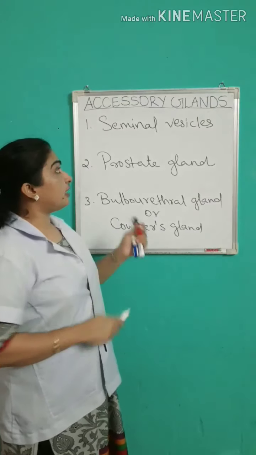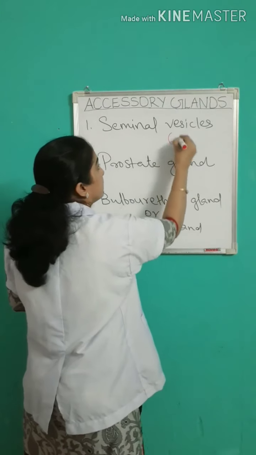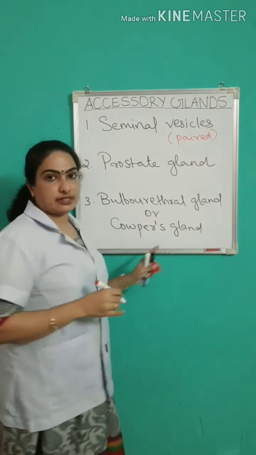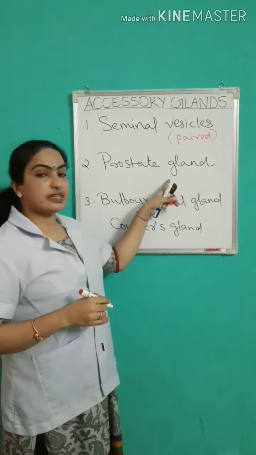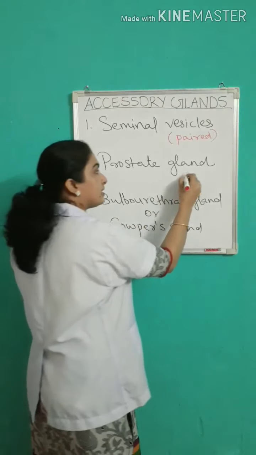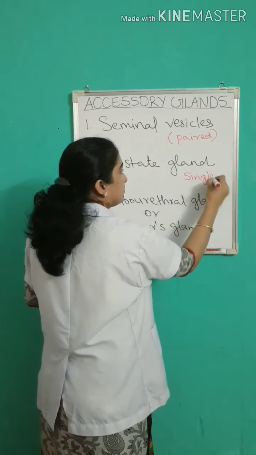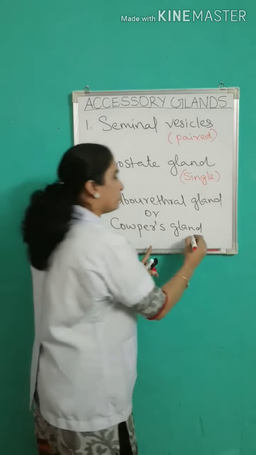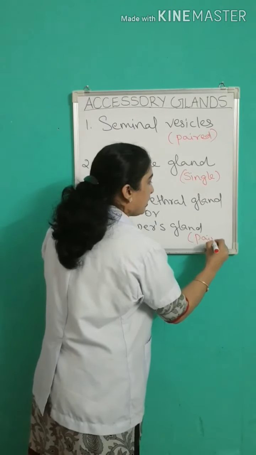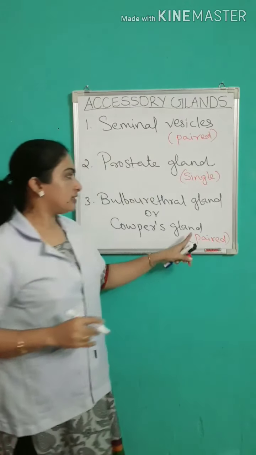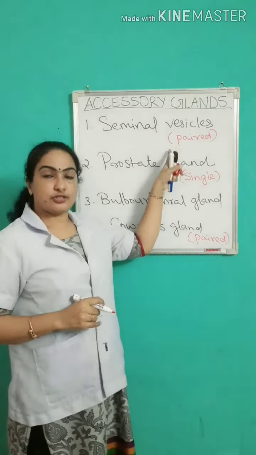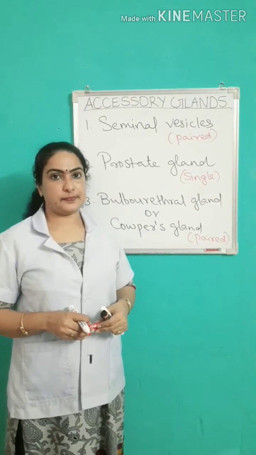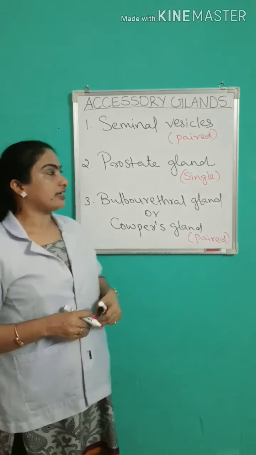And the seminal vesicles are paired structures. And this prostate gland is single. And the bulbourethral gland is also paired. Paired structure means two in number, on either side of the testis. And these are the major accessory glands.